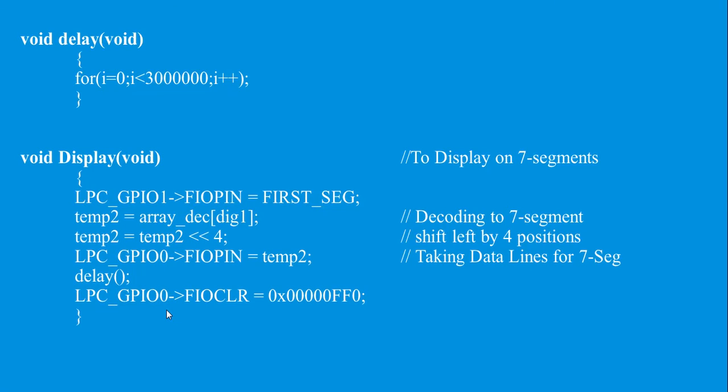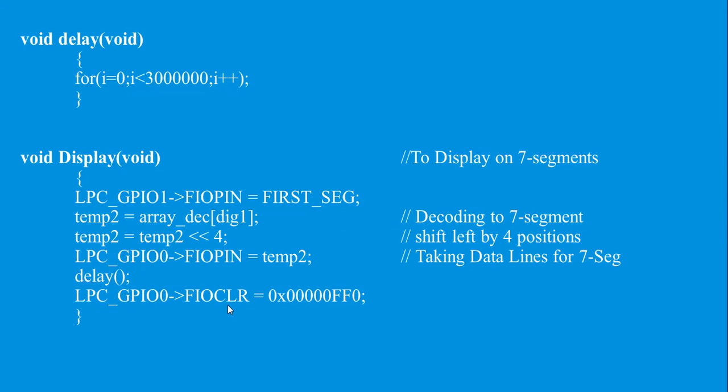After left shifting to the 4th position, we write the value of temp2 to the general purpose input output pins corresponding to port 0 via the FIO pin register. Then we call the delay function, and those values are cleared with the help of the FIO clear register. So this is about the program.